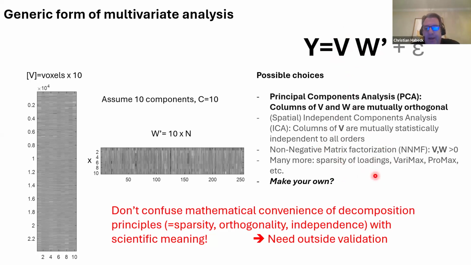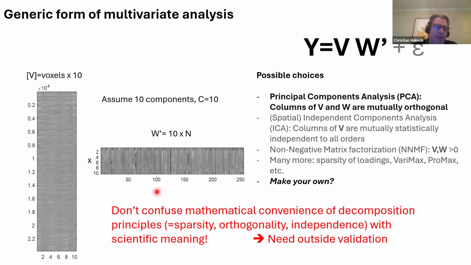You can rotate the components such that particular properties of the loadings are fulfilled. That's probably similar to ICA some way, but if you take Varimax or Promax. You could come up with your own, right? I mean, you can come up with your own decomposition that's motivated by some sort of regularizers, possibly also, or some other demands you make on the component loadings.